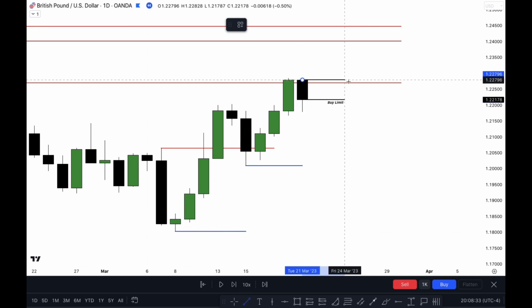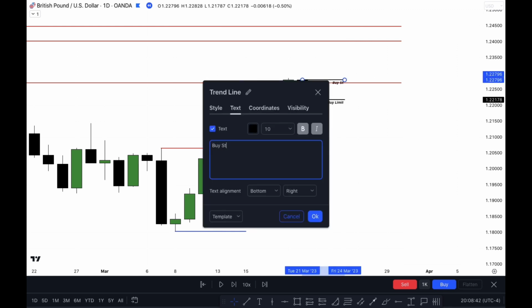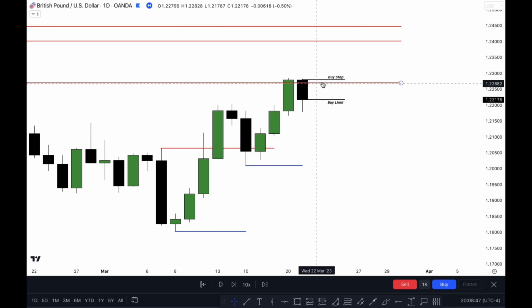And then we're going to do what? A buy stop. Can never get this thing to click sometimes. I don't know why it does this to me. There we go. Buy stop. Trigger in on strength, trigger in on weakness.